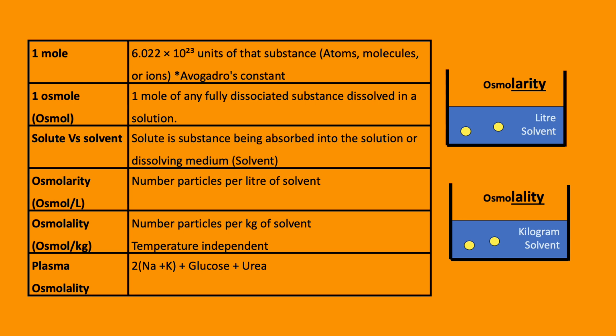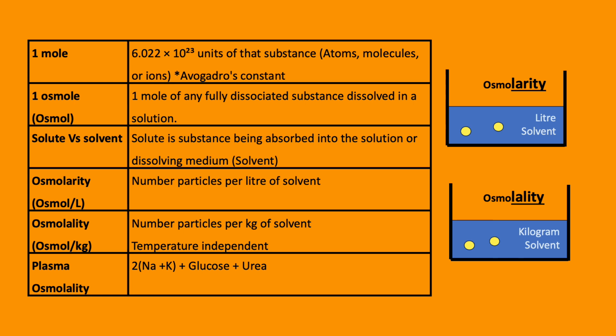1 mole is 6 times 10 to the 23 units of a substance, also known as Avogadro's constant, whilst 1 osmole is 1 mole of any fully dissociated substance dissolved in a solution. What's the difference between a solute and a solvent? A solute is a substance being absorbed into a solution or dissolving medium, also known as a solvent.